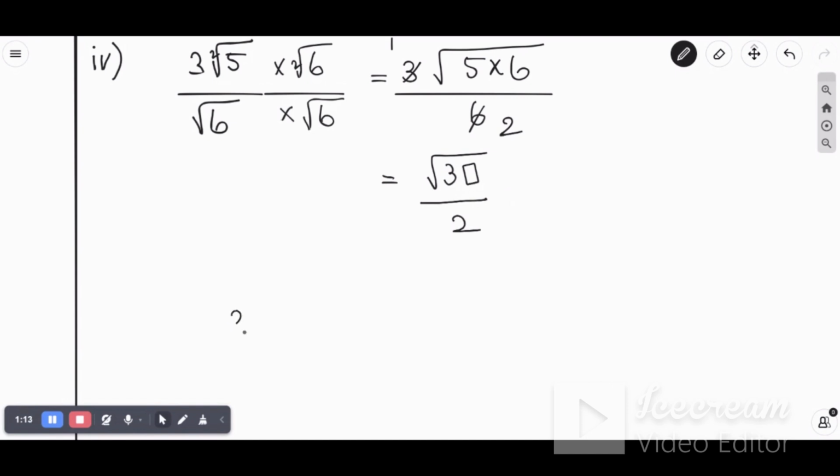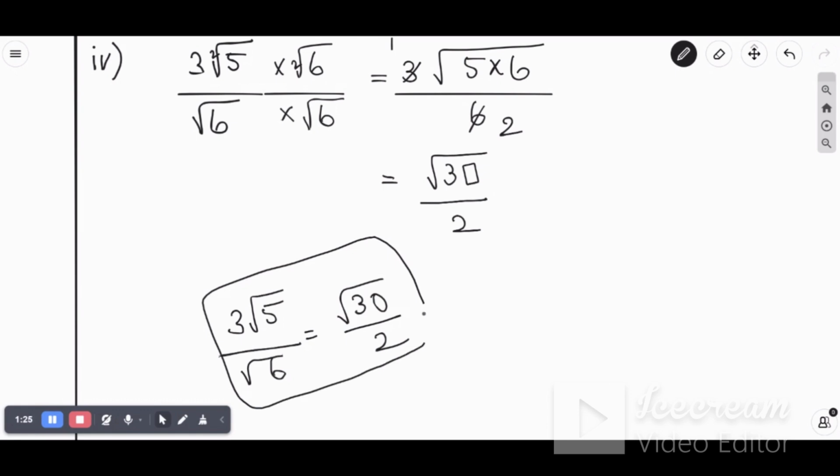So this is our answer. Our answer is 3 square root of 5 divided by square root of 6 is equal to square root of 30 by 2. So this is again simple. So just remember, you have to multiply with your irrational number on both the numerator and denominator. So when multiplying, please be a little careful. Thank you.